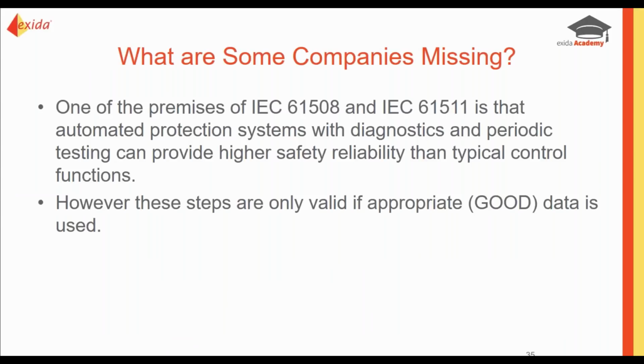So what are some companies missing? Well, one of the premises of IEC 61508 and 61511 is that automatic protection systems with diagnostics and periodic testing can provide higher safety reliability than typical control functions. And the standards outline steps that must take place to be able to claim higher safety. However, these steps are only valid or appropriate if good, valid data is used.